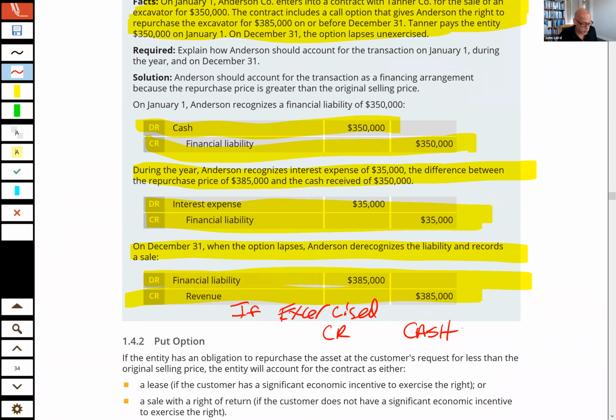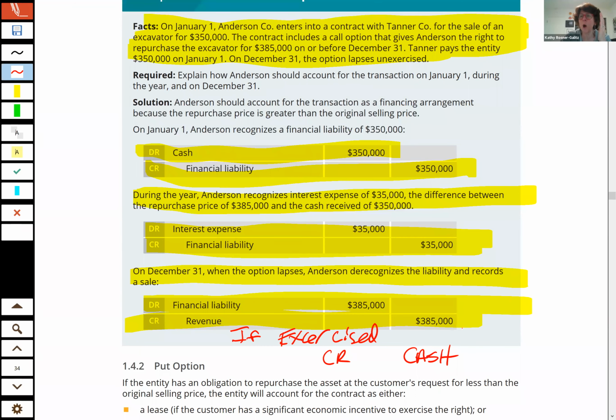Okay, go ahead, Kathy. You had a question? I didn't really understand which way this was going. It sounds like you're selling something to somebody and then you're agreeing to buy it back for more than you sold it to them for, but they only give you $350,000 in cash, and then you're recognizing $385,000 as revenue. I was very confused about what this transaction actually was. Well, I sold them something. Right. But there was a chance that I was going to have to repurchase it, or decide in this case to repurchase it, for more than what I sold it to him for.